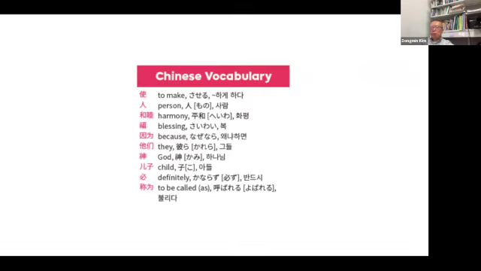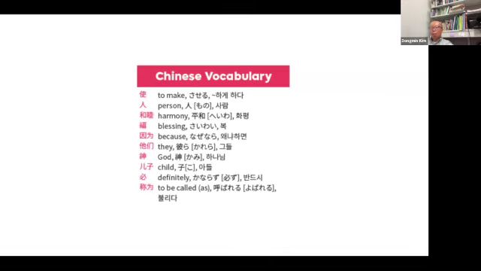The vocabulary from each language is provided here, and you can compare the words between the languages. The first one, 使, in English, to make. Japanese, させる. Korean, 하게 하다. And the next one, 人, which means person. In Japanese, 者. And 사람 in Korean.